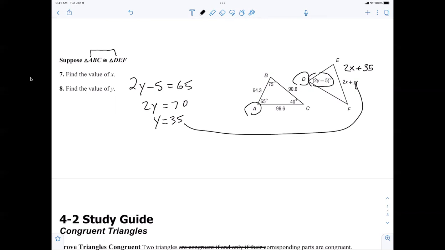Now, how do I figure out what X is? Somebody said 2x plus 35 equals what? 90.6. How do I know that? BC is congruent to EF. Right. So look, here's how I did it. EF is what I'm missing, correct? So if I'm missing EF, I go over here and say, okay, here's EF. What's it congruent to? BC. And then I go find what BC is. And BC is what? 90.6.